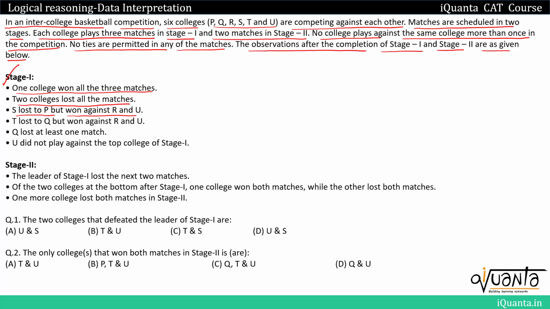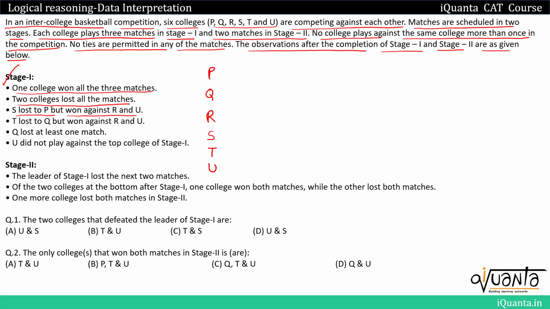What we'll do is we'll form a table over here. Since we have 2 stages, we'll form 2 tables for stage 1 and stage 2. We'll take care that in stage 1 every team will play 3 matches and in stage 2 every team will play 2 matches. So we'll have teams P, Q, R, S, T and U.